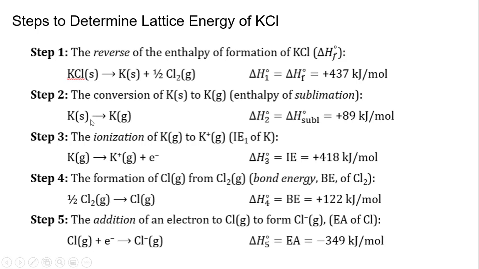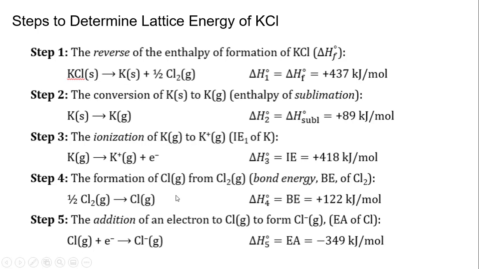Step 3, we're still working on potassium, is now it's in gas, but we need it as an ion, because when we're looking at the lattice energy, this is really the lattice energy of an ionic compound. So we need to get this into ionic form. So we're going to go from keeping it in gas from a neutral to a cation. That's the ionization energy, pulling that electron away. So here is the value for that.